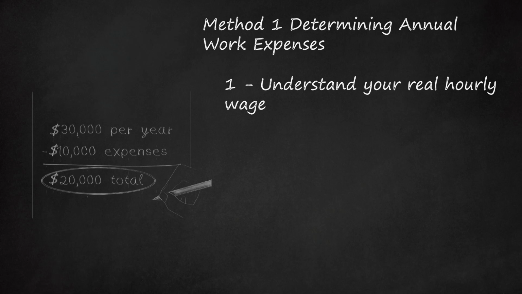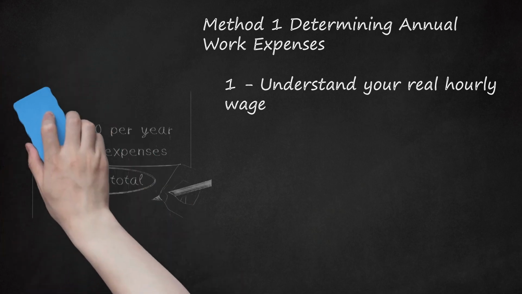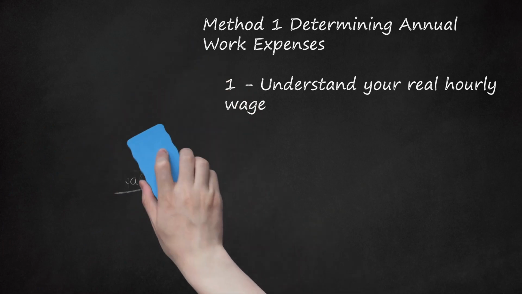When you know your real hourly wage, it can give you perspective on how much you are spending. For example, you may make $20 per hour, but your real hourly wage may be $10. This means when you eat out and buy a $20 meal, you are really trading in 2 hours of work, instead of 1.